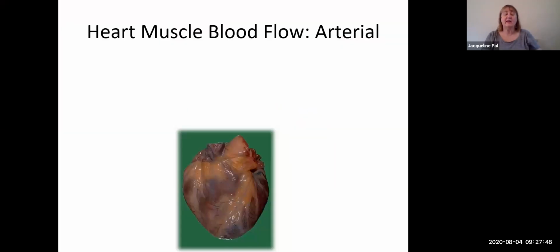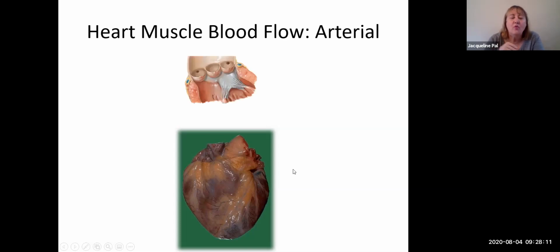Hi, welcome back. In this section, we're going to be learning about the nerves and the blood vessels of the heart muscle itself. And so let's start with the arterial blood flow. And by the time we're done, you should be able to come back and look at this heart and know what the name of, for instance, this blood vessel is and this blood vessel over there.